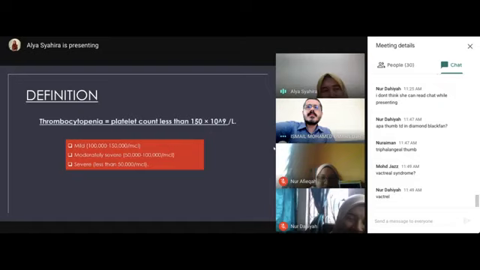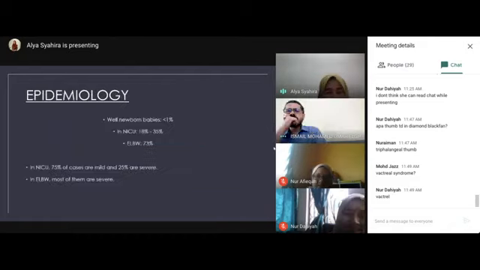So a bit of epidemiology about neonatal thrombocytopenia. It is not really common in well newborn babies, so the percentage is less than 1%. However, for NICU patients it's quite high, around 18 to 35%, and also very high in infants with extreme low birth weight, at around 73%.